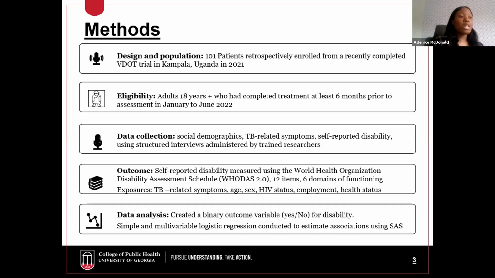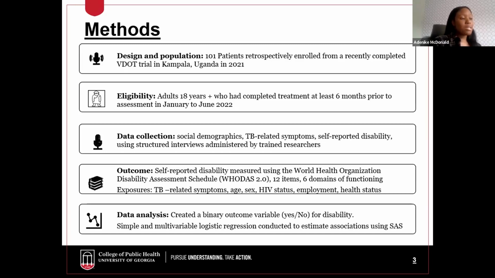Our main outcome was self-reported disability, and we measured this using the World Health Organization Disability Assessment Schedule. The main version has 36 items with 6 domains and 6 questions under each domain. However, there is a 12-item version, and this is the one that we used in our study, that still has the 6 domains of functioning with 2 questions under each, and I will show you a picture of that in one of my upcoming slides. Our exposures were TB-related symptoms, age, sex, HIV status, employment, and self-reported health status.